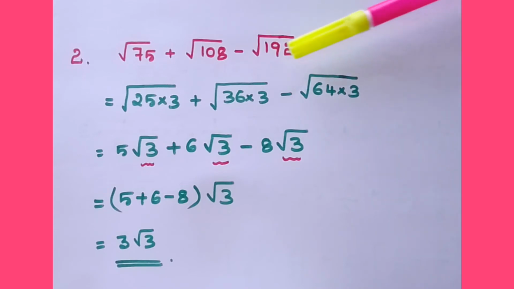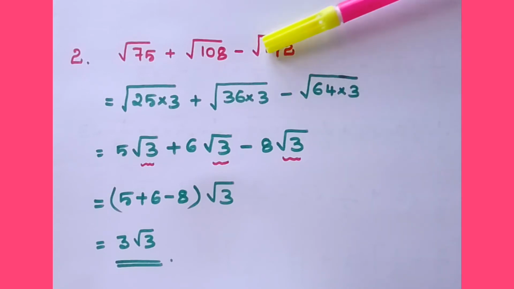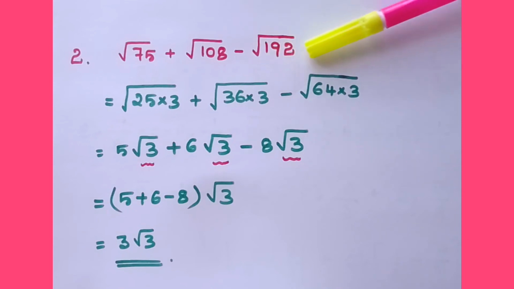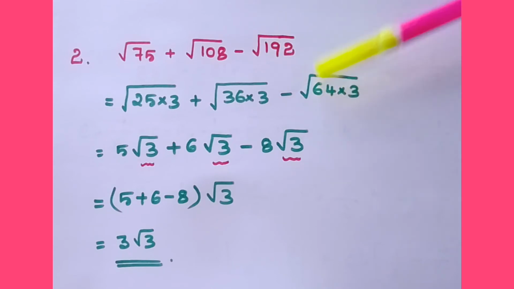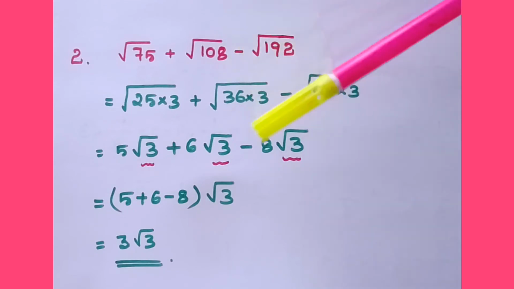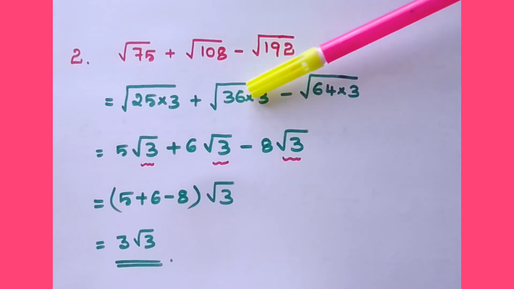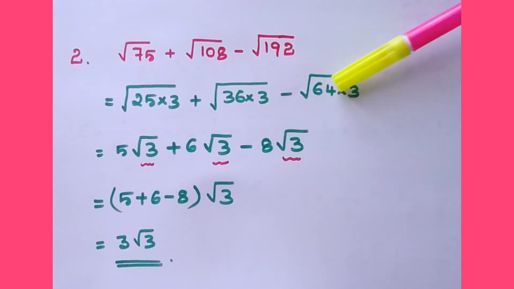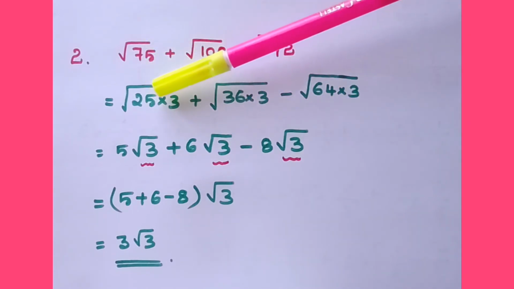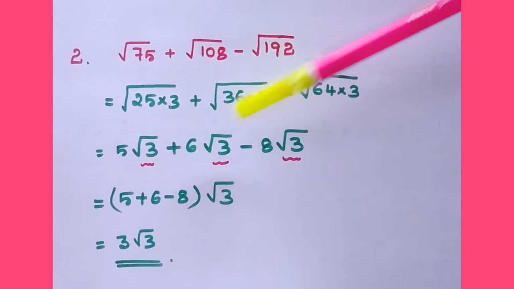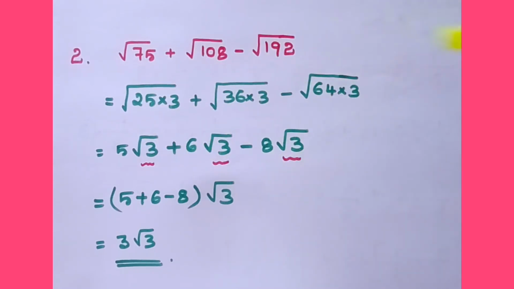If you divide 192 by 3, that will give you a number, whether it is divisible by a whole number, or you can find it by practice also. So 75 can be written as 25 into 3, 108 is 36 into 3, 192 is 64 into 3. The square root of 25 is 5 root 3, of 36 is 6, of 64 is 8. So here you can find all the like surds.